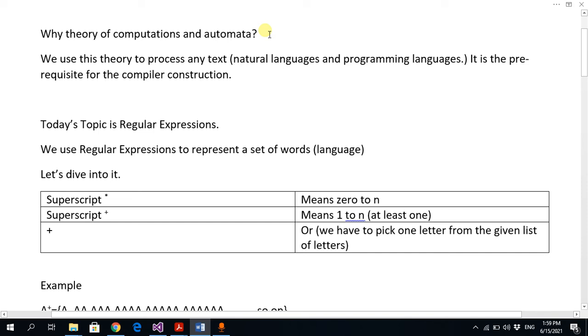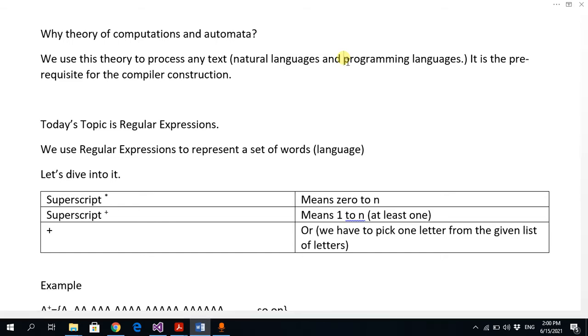We have the first lecture on theory of computation and automata. So first of all, we need to understand why we need to study this subject. This is basically a theoretical subject, but we need it if we want to process some textual data, and that textual data may be a natural language like English or any other language, or it may be some programming language. If you want to write a compiler for some programming language, you will definitely need these theories.